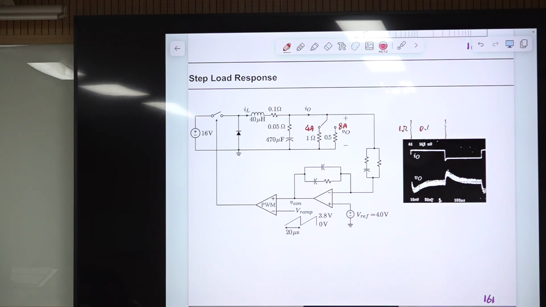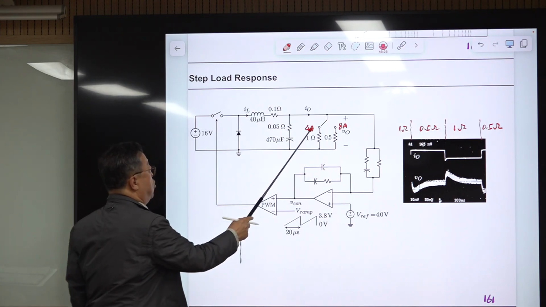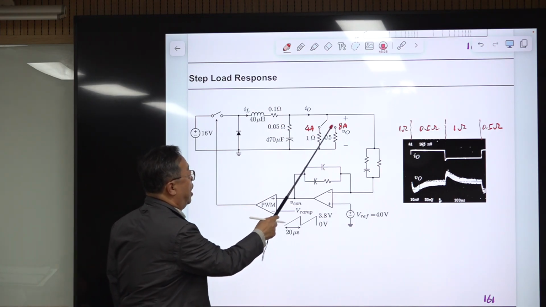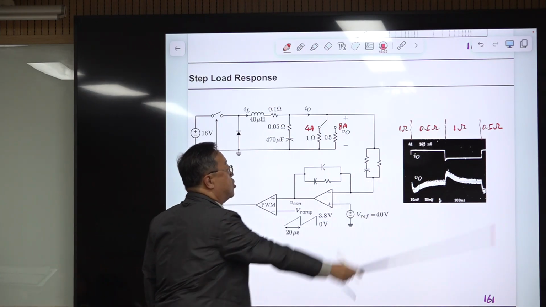This is 0.5 ohm. 1 ohm. Maybe this is 0.5 ohm. How do you know this? It's changing between this and this. Okay. The load current is changing between 4 and 8. Okay. How do you know this division?